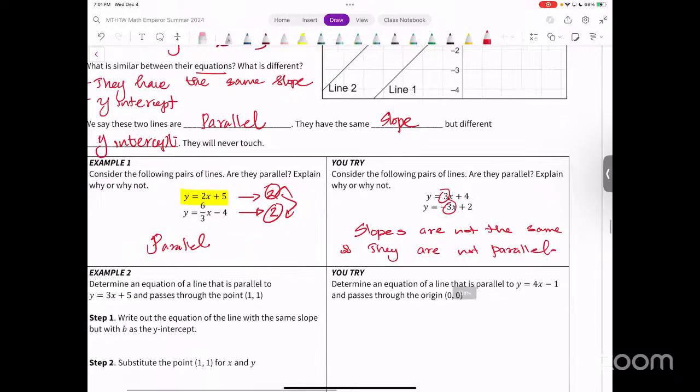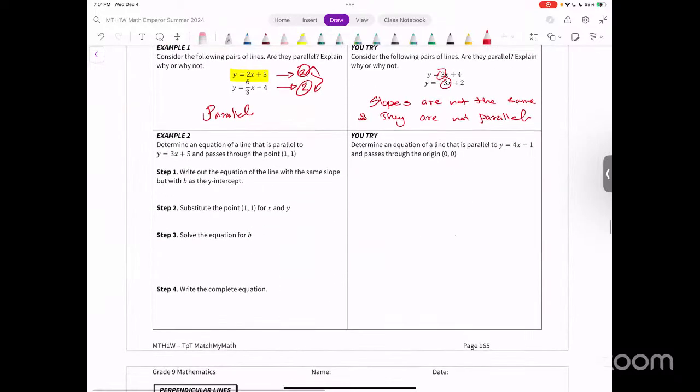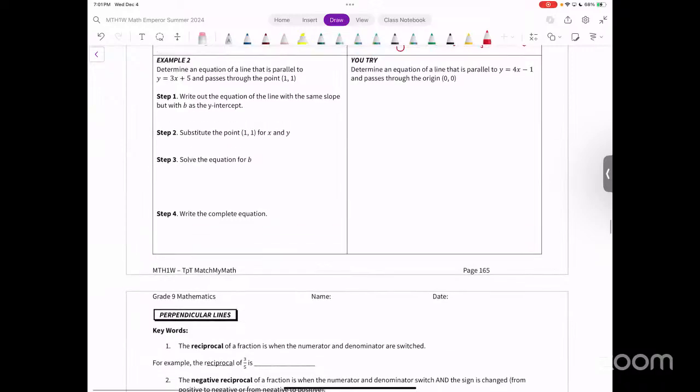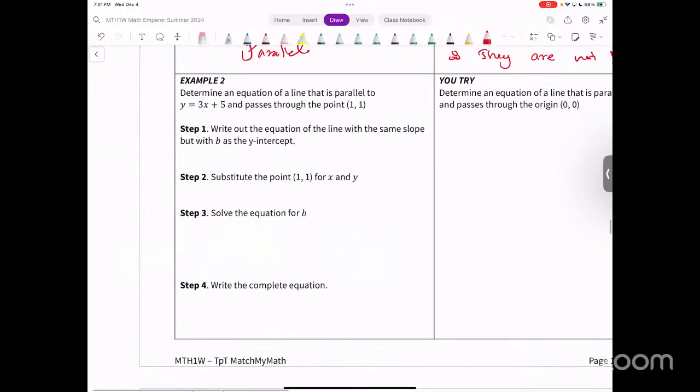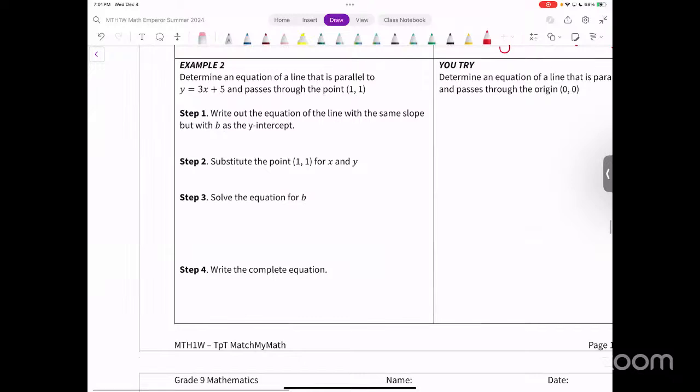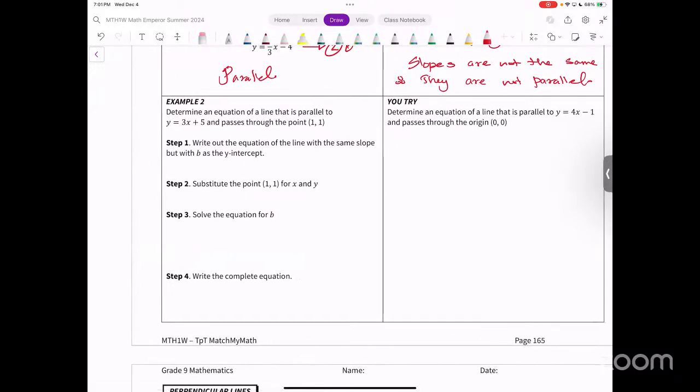Makes sense? All right, so now we're going to go and make an example. We're going back to finding the equation of lines when some information is provided. Determine the equation of the line that is parallel to y equals 3x plus 5 and passes through the point (1, 1). So we want to find a new line. Nishal, what will the slope of the new line be?